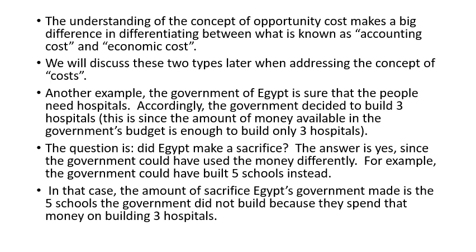In that case, the amount of sacrifice the Egyptian government made is the 5 schools the government did not build because they spent that money on building 3 hospitals. I think this is clear. I gave you one example, and I don't think you need more than that.